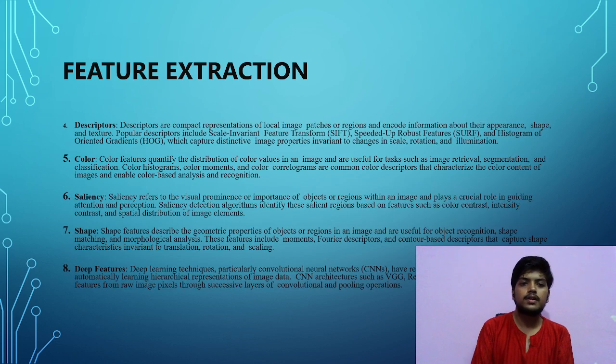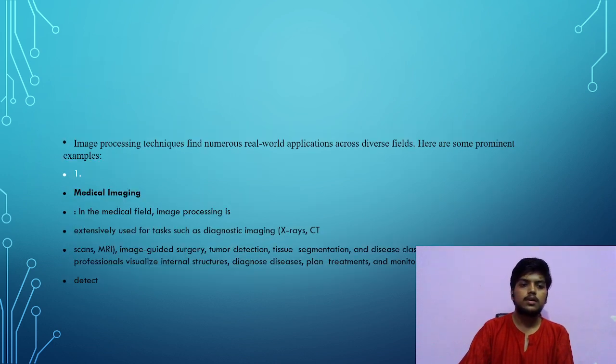Descriptors are a compact representation of local image patches or regions and encode information about their appearance, shape, and texture. Color features quantify the distribution of color values in an image and are useful for tasks such as image retrieval, segmentation, and classification.